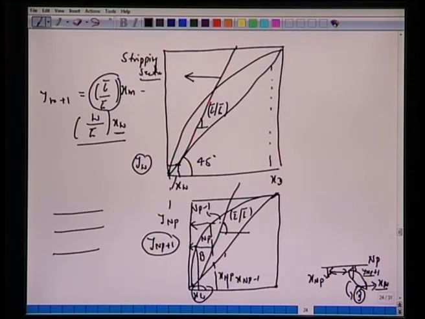We go from the bottom, NP, all the time tie lines, and we have these operating lines, tie lines, the operating lines. Similarly, we have done this for the top sections to complete our construction here.